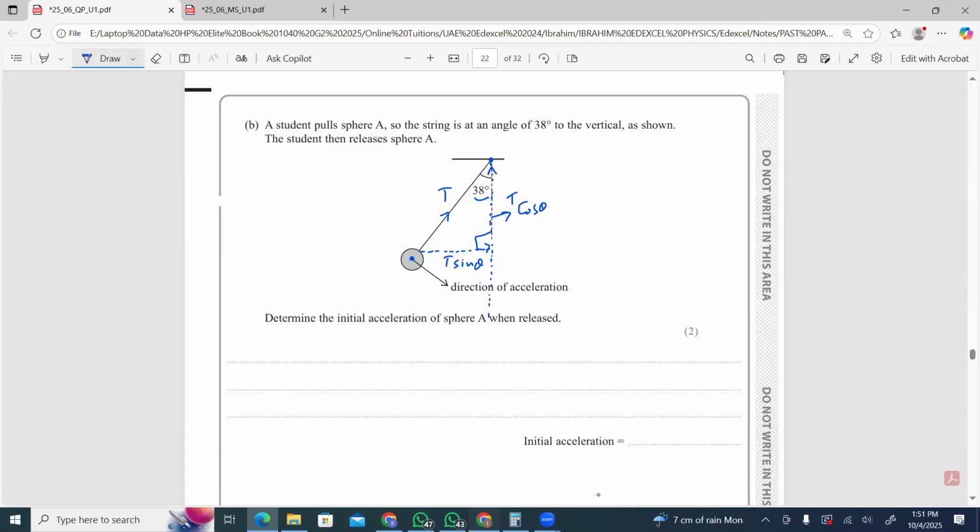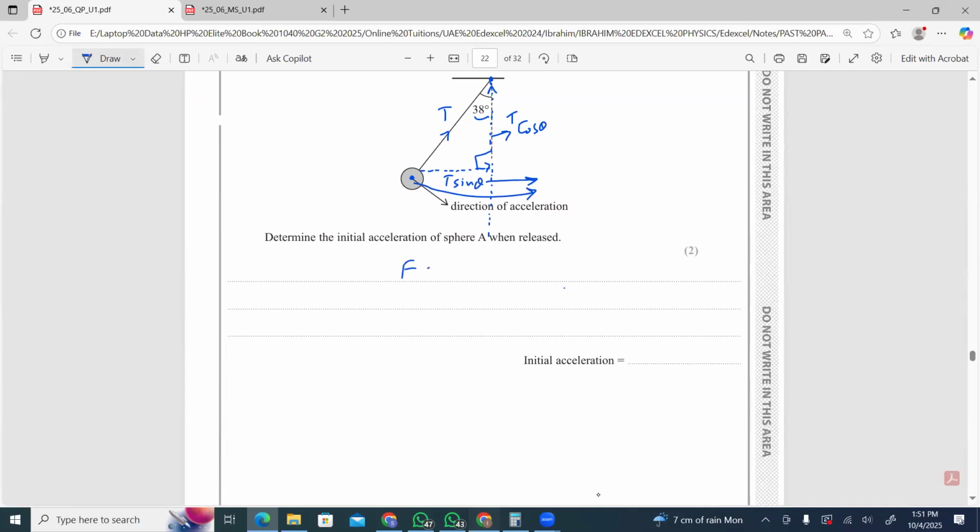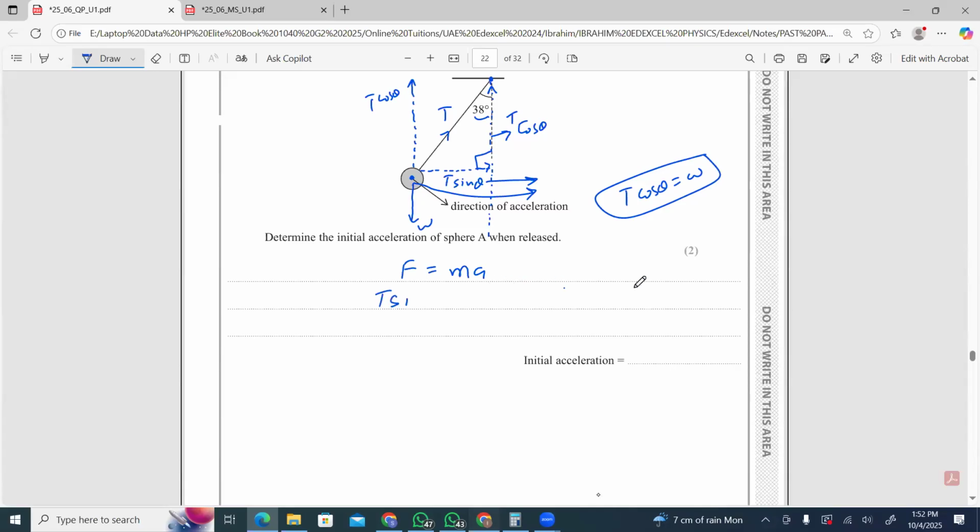And they have mentioned the direction of acceleration. So since the object is moving this way, it means this force T sine theta is actually responsible for the acceleration in the object. So you will just write F equals ma. There must be a force. And this T cos theta is actually being balanced with the weight. Weight is acting downward and T cos theta is moving this way upward. So you will just write T cos theta equals W. Just for your understanding, these two forces have cancelled each other. And the only thing that is left here is T sine theta, which is actually producing the acceleration in the object.